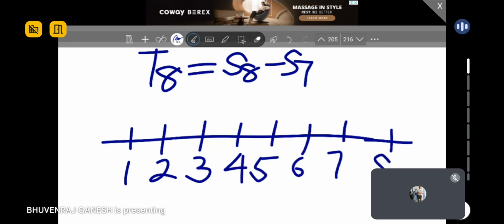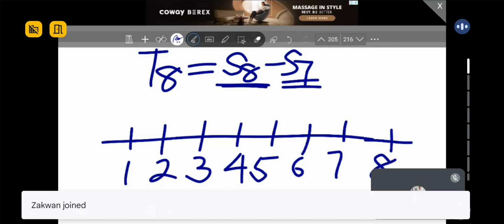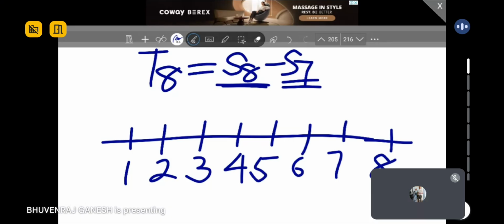Okay guys, so usually S8, S7. S8, S7 tu maksud dia apa guys? Siapa boleh terangkan? Dia adalah hasil tambah 8 atau 7 sebutan pertama.